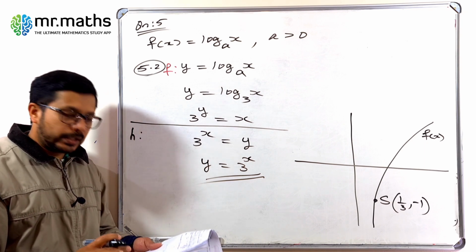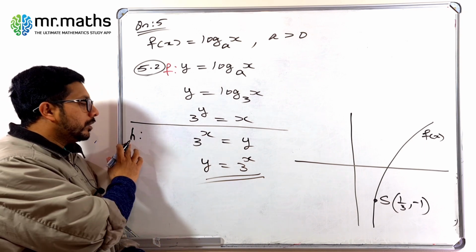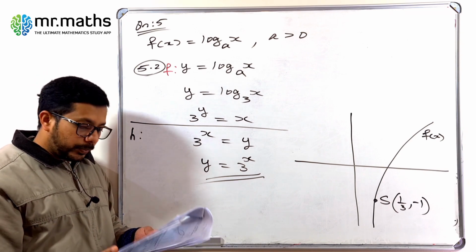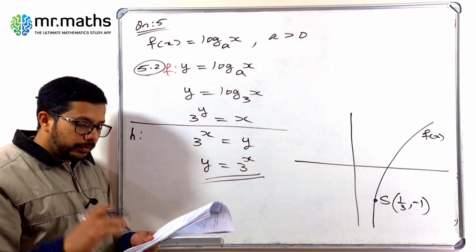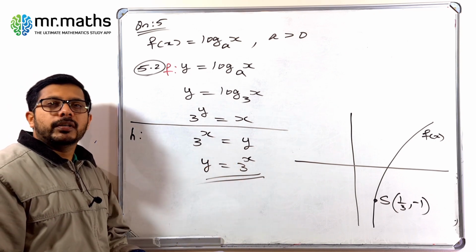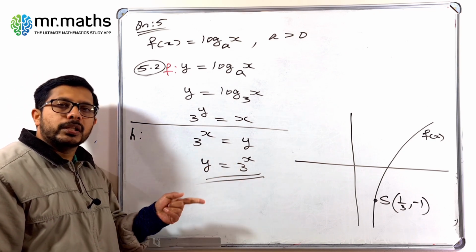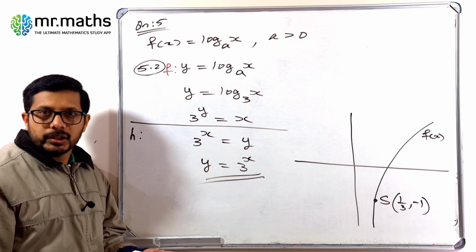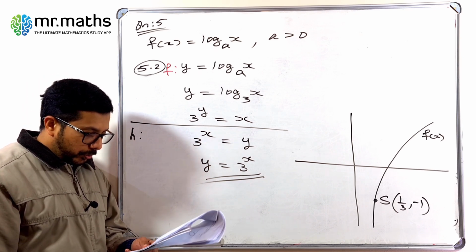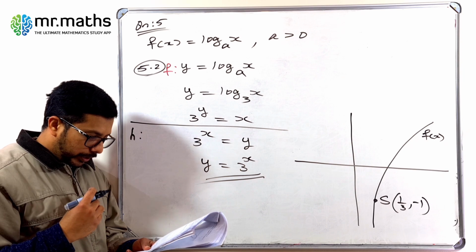And the question is like that. You could write h of x is equal to 3 raised to x, there is no problem with that, but look at the question: in the form of y is equal to. So in the form of y is equal to, the equation is y is equal to 3 raised to x, that is actually h of x. Okay, so that is 5.2. Now let's go to 5.3.